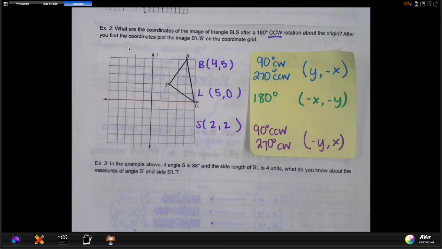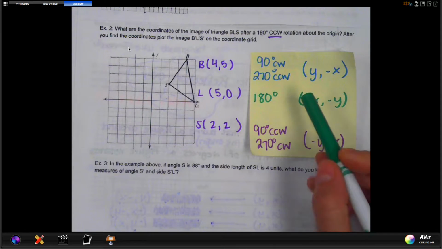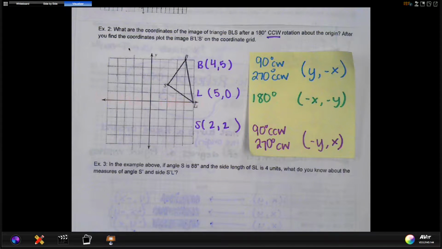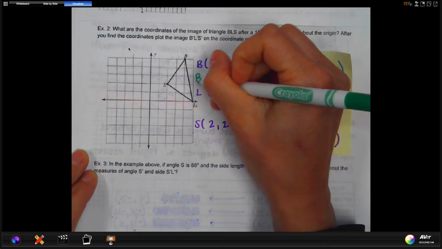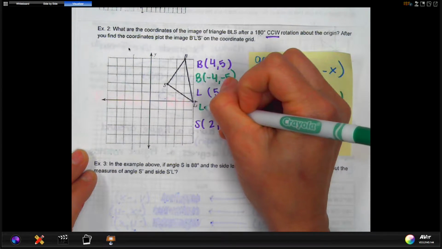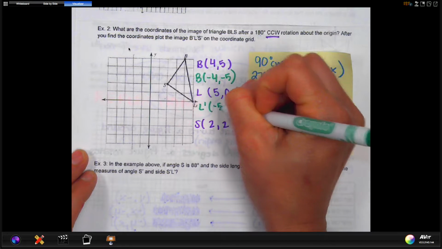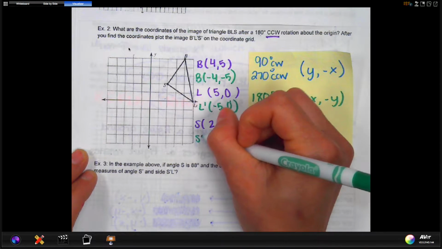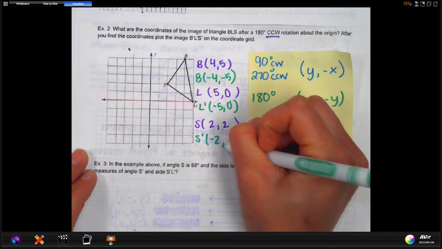Our rule for 180 is to make x its opposite and y its opposite. So B prime is going to simply be -4, -5. L prime is going to be -5, and 0 doesn't have an opposite, so we leave it 0. And finally, S prime is going to be -2, -2.